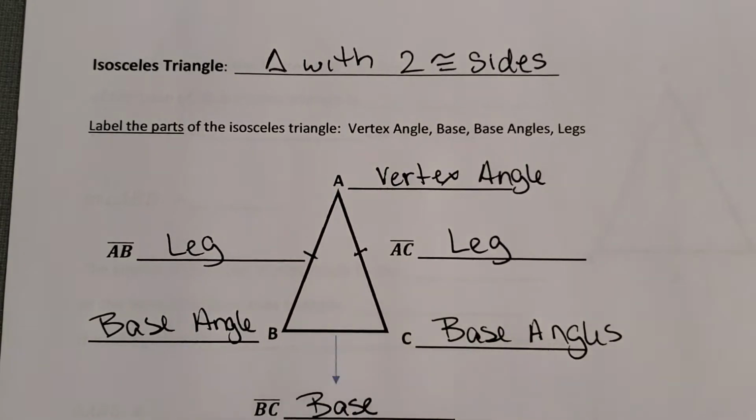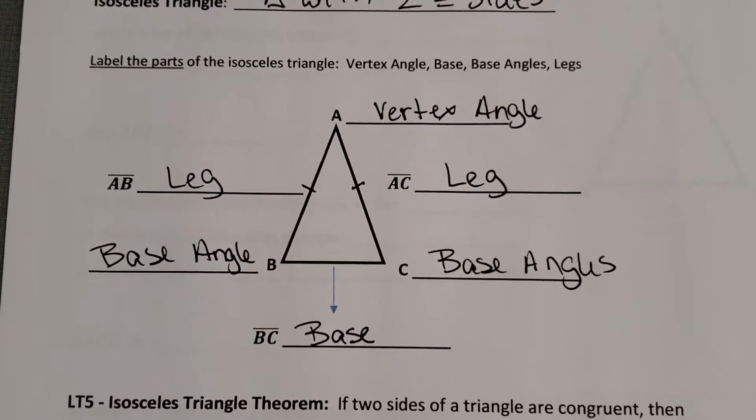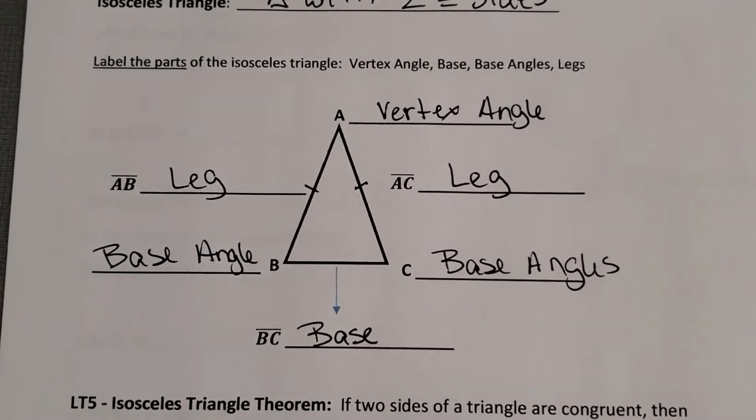So you might have some problems where you have to know what those mean. Make sure you understand what the legs are, that they're the congruent sides. The base is the not congruent side, and the vertex angle and base angles.